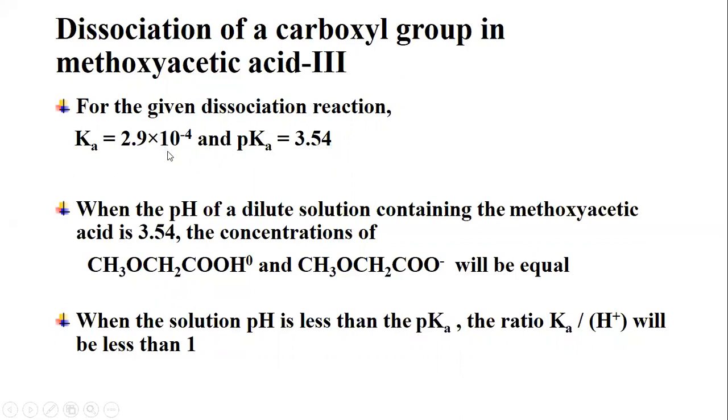You can do this through your calculator, or you know how to change this from this form to the log form, and then you end up with just this particular number, pKa equals 3.54. So remember, we go back to the information we have just said. When pKa equals pH, that means Ka equals H, which means the concentrations of the two will be equal. So we go back to the same statement. When the pH of a dilute solution containing the methoxyacetic acid is 3.54, the concentration of the neutral molecule and the negatively charged ion will be equal. We've been saying the same.